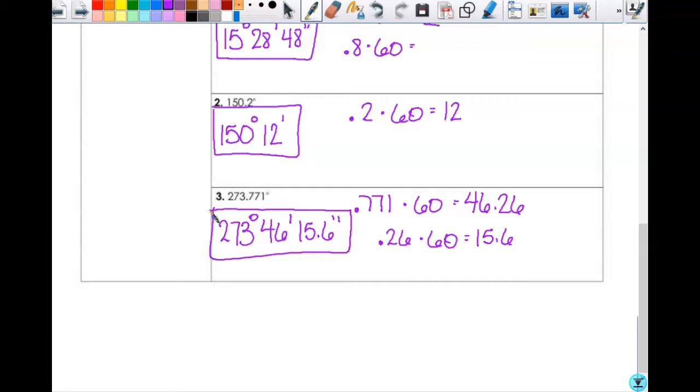I'm going to talk you through it. Okay, so I knew this is going to be 273 degrees, so I multiply the 0.771 times 60. I got this 46.26. So that gave me 46 minutes. So then my 0.26 times 60 gave me 15.6, so my seconds are in decimals. That would be the only one that I have a decimal on, up to 3 decimal places to be accurate. And depending on what you're using it for, it might have different rules that you round to the nearest whole number or whatnot, but there you go.